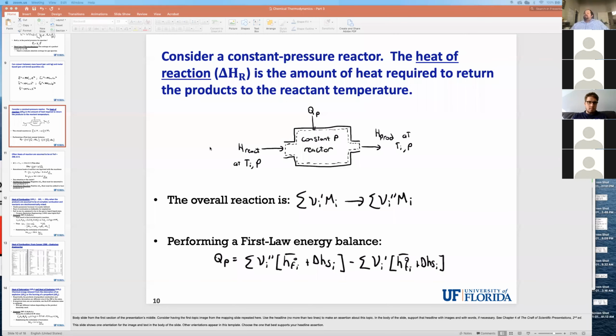Okay, so we might as well get started. So we had ended up last time just reviewing some basic thermodynamics.